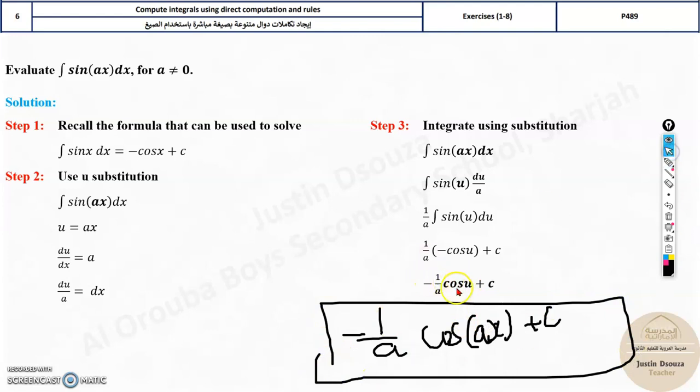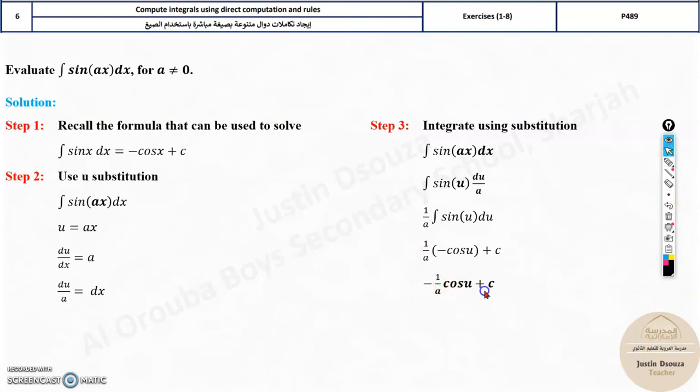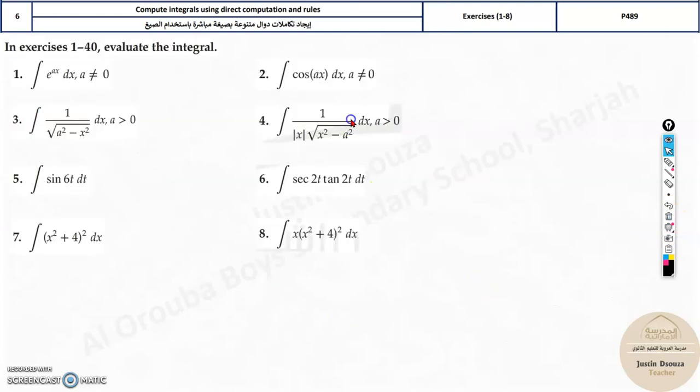I apologize, I missed that step out, but I'll be adding it soon. So this is the thing. So that would be the final answer. Now over here, same thing. Whenever there is a constant, 1 by a is out. And remember, it will be sine, not x, it will be ax plus c. So this would be the answer.